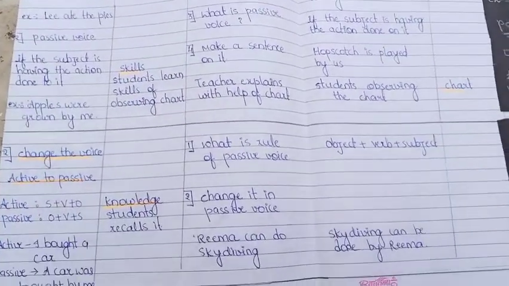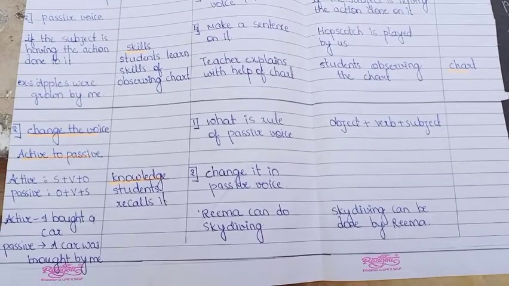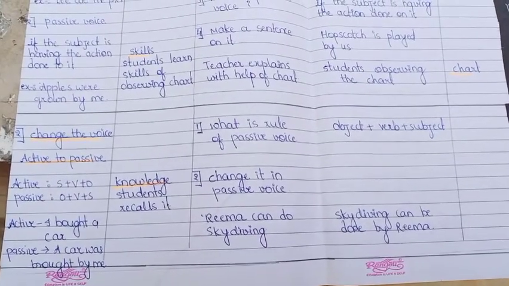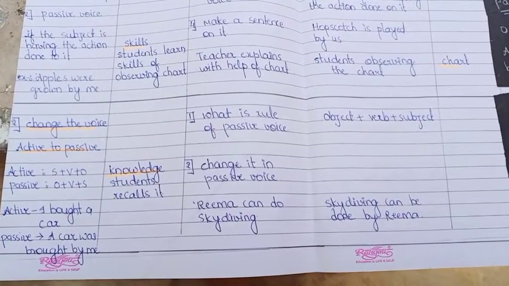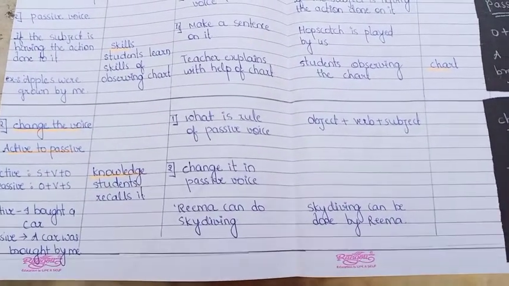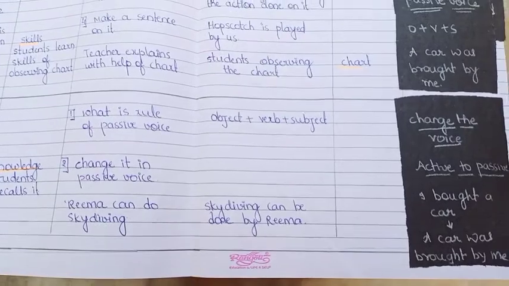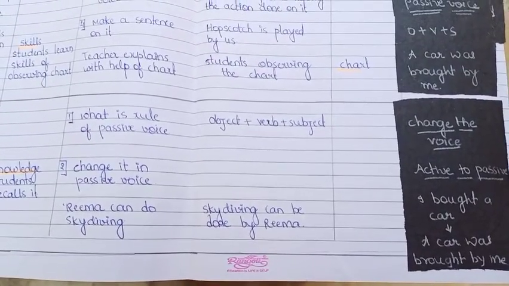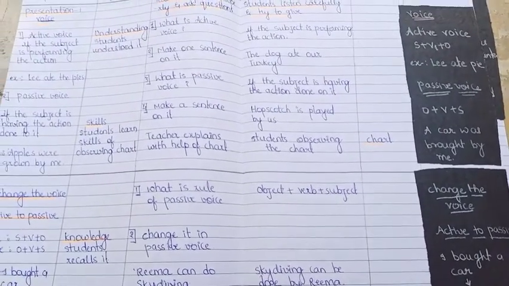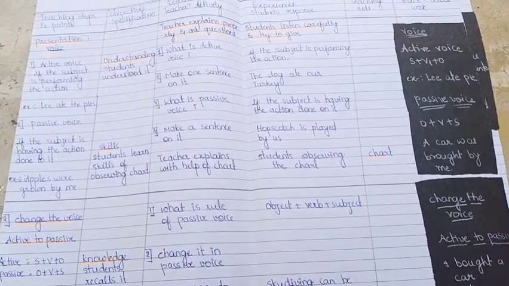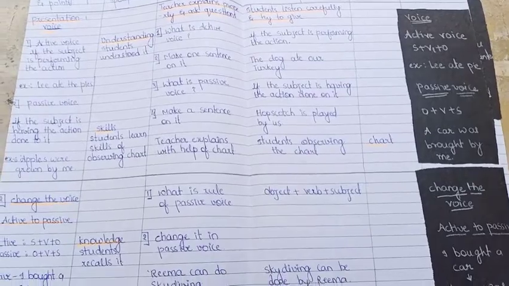So here you can see presentation 2. For that we have to tell them how to change active voice into passive voice. Here you can see the list of questions that we have to ask students, and here is the expected answer, and here is the blackboard work that we have to write on the blackboard. So we can write rules of voices, rules of how to change active voice into passive voice.